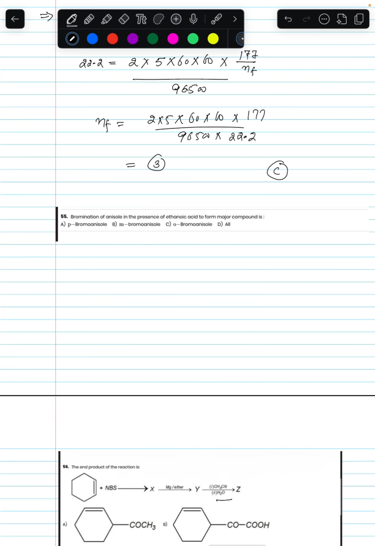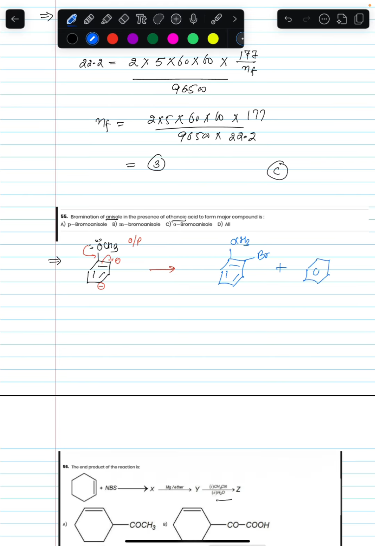Next is bromination of anisole in presence of ethanoic acid. Give a major product. So anisole is benzene on which one OCH3 group is attached. So oxygen has lone pair. So this lone pair after resonance will come at ortho position and para position. So it is ortho para directing. So we have to do bromination. So by doing bromination, one bromine will attach at ortho and one bromine will attach at para.